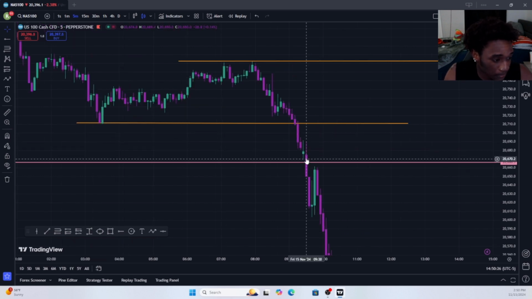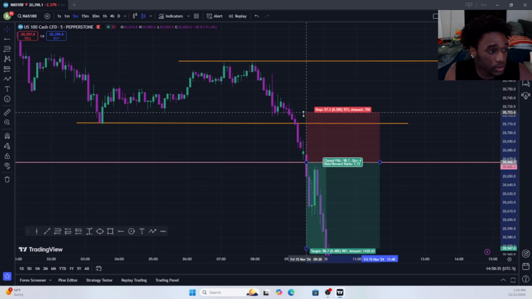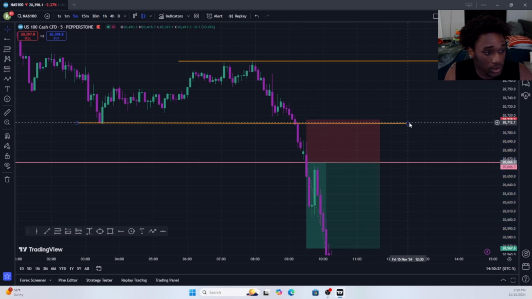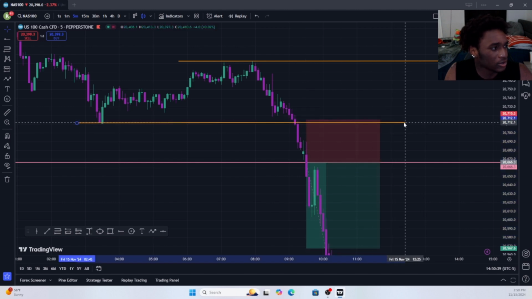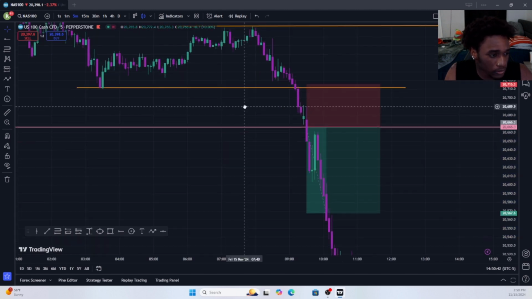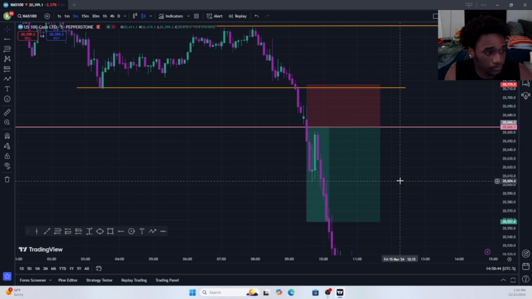As you guys can see, 9:30 a.m. This is the 9:30 candle, the purple candle. We got the breakout, right? We got the breakout, enter, put our stop above the recent zone, which was the resistance zone. Put our stop above the resistance zone, and we just targeted 1 to 2.